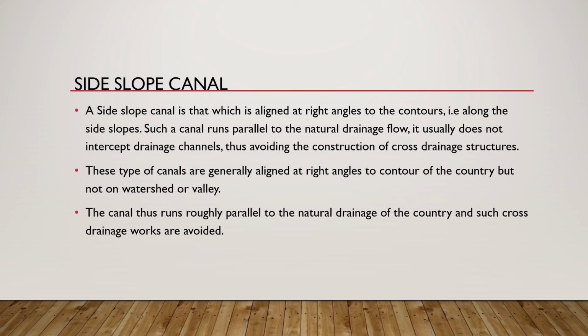Okay, these types of canals are generally aligned at right angles to the contour of the country such that they do not intercept with the watershed or valley. You understand the point clearly. Then the third point here is the canal thus runs roughly parallel to the natural drainage, which means the natural reservoir or the river stream, and such cross drainage works are avoided. That I have explained in the first point too.